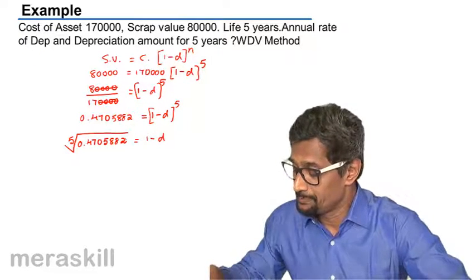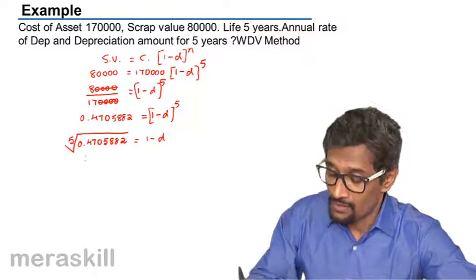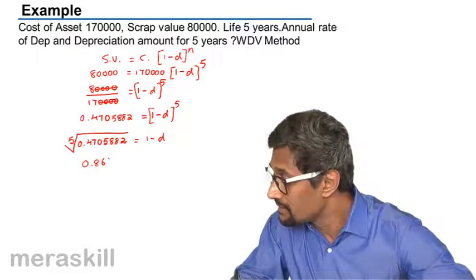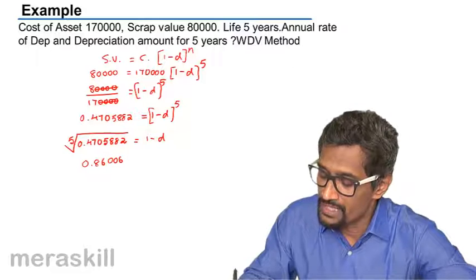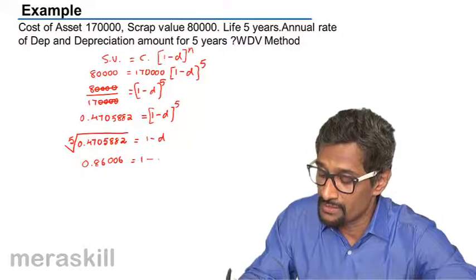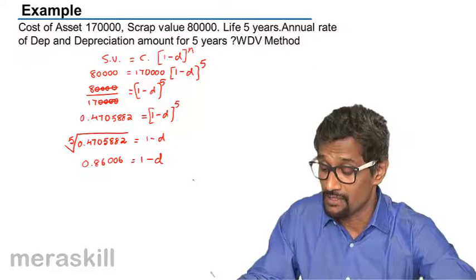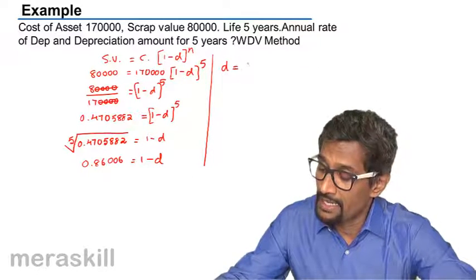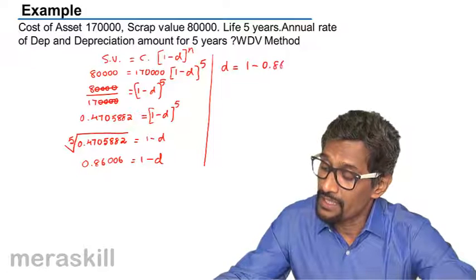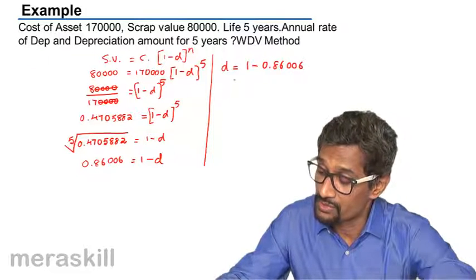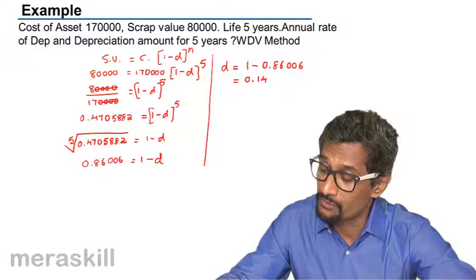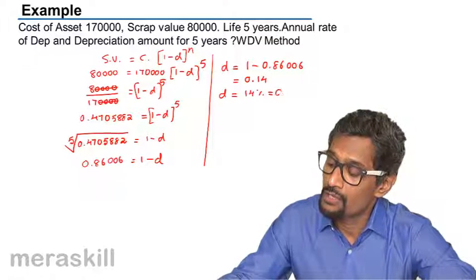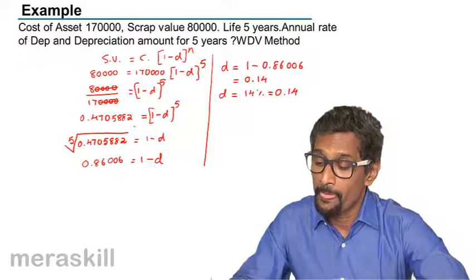So as a result, we get 0.86006 or something to that extent. So you get this as 1 minus D. Hence, we have D as 1 minus 0.86006, which will roughly be 0.14. So depreciation rate is 14% or 0.14.